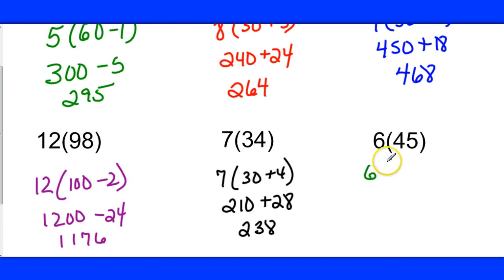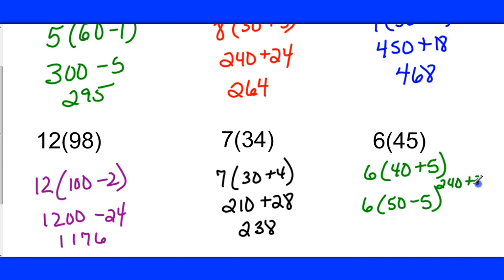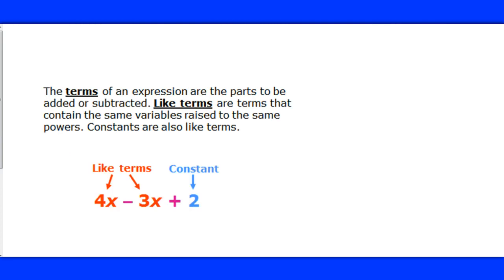You could go 6 times 40 plus 5 if you're better with addition, or you could go 6 times 50 minus 5 if you prefer subtraction. Okay, so the top one would give you what? 240 plus 30. The bottom one would give you 300 minus 30. In either case, you get 270 for your answer. Okay?